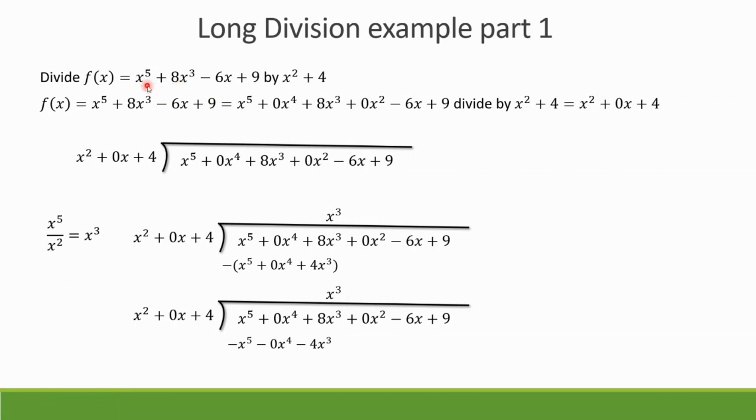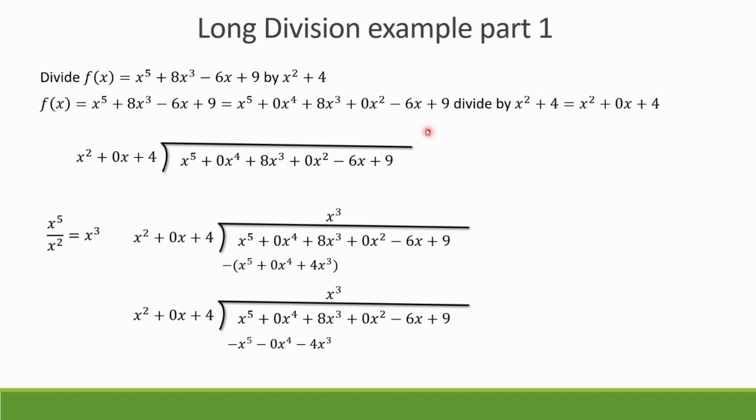For instance here, x to the 5th, this is a degree 5 polynomial. We're missing the x to the 4th term, so we're going to use 0x to the 4th as a placeholder. Likewise, we're missing the x squared term, so we use 0x squared as a placeholder. f of x is our dividend. Our divisor, x squared plus 4, is missing the x term, so we use 0x as a placeholder. It's really there just to keep everything vertically aligned when we're dividing.